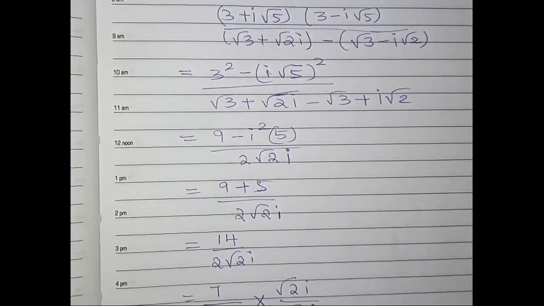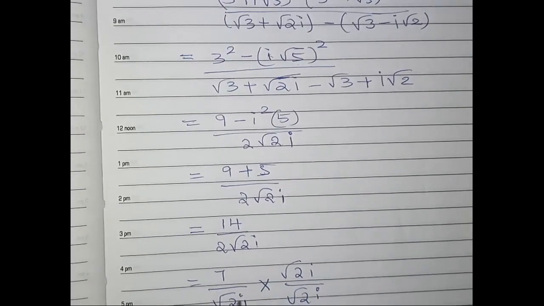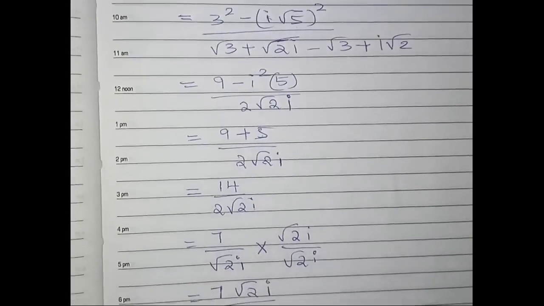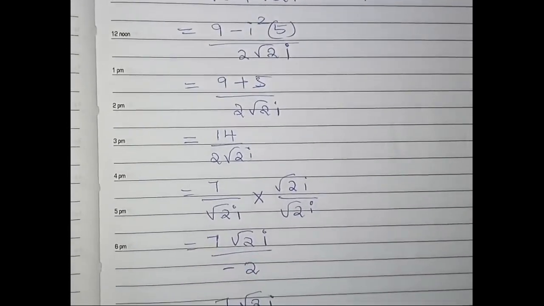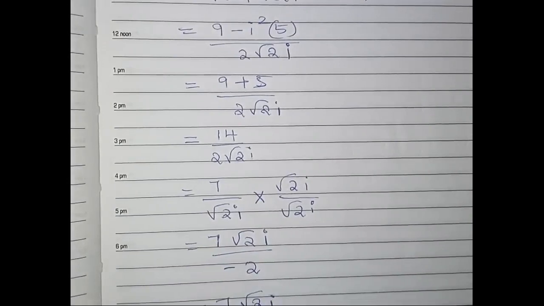But i is in the denominator, I need to bring it to the numerator. So what we'll do is multiply and divide by this number in the denominator again, root 2 i by root 2 i. So 7 root 2 i by root 2 into root 2 is 2, i into i is i square, which is nothing but -1. So -2. In the final answer, I have brought that minus to the numerator. So -7 root 2 i/2. So this completes your problem. Thank you.